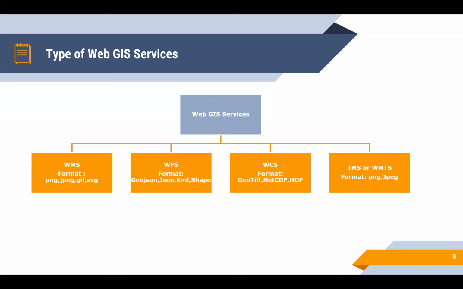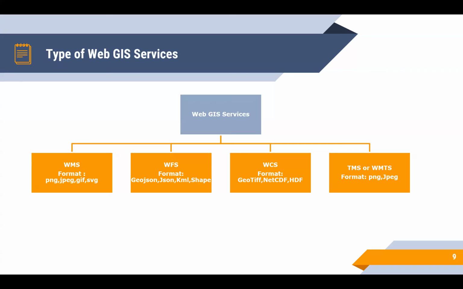Now coming to the WCS and WMTS. These two services we use if you want to publish raster data. WMS and WFS we normally use when we want to publish vector data or a shapefile. But WCS and WMTS are specifically for images.